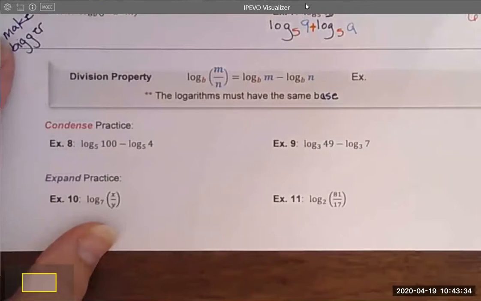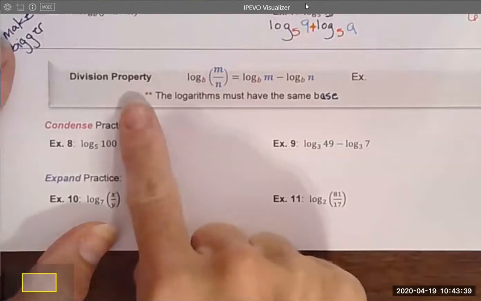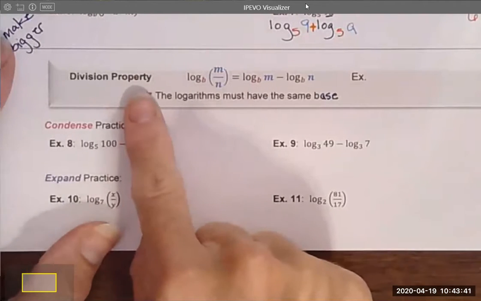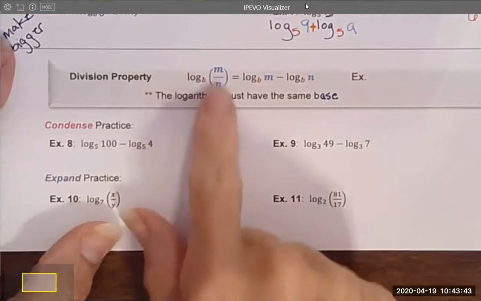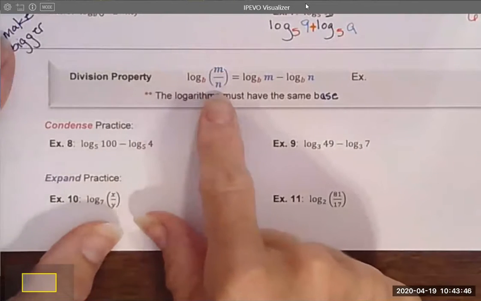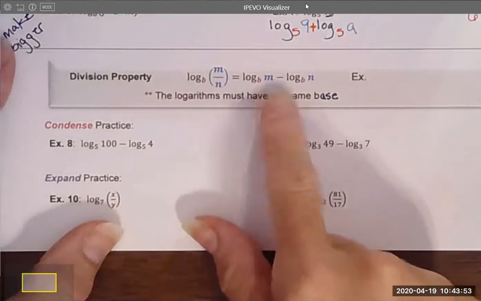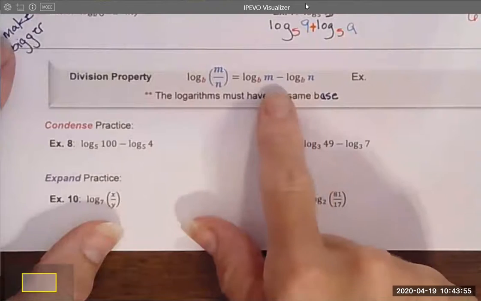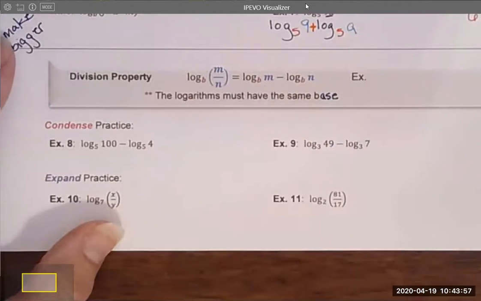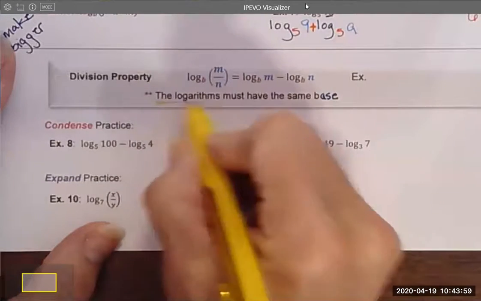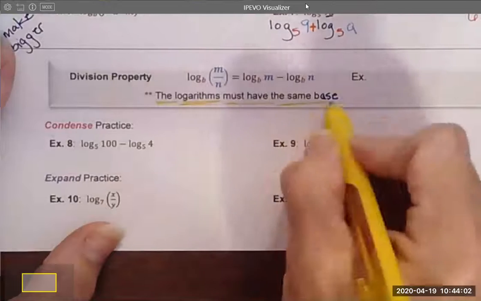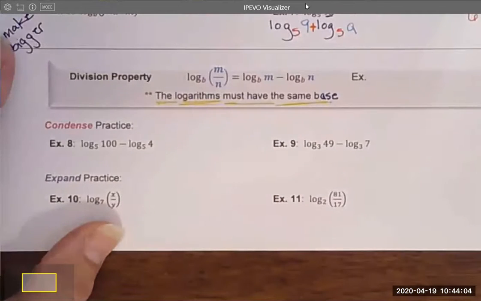Logically speaking, I hope it makes sense that if we have a product property, we also have a division property. And we do. The division property here says that I can take log base b of a quotient, and I can break that into 2 different logs where I have the numerator in the first position and the denominator in the second position. And these log statements are separated by a subtraction sign. As with the product property, you must have the same base when condensing in order to use this property.